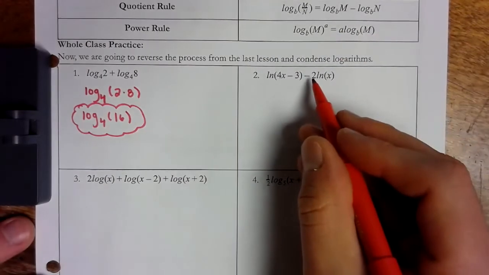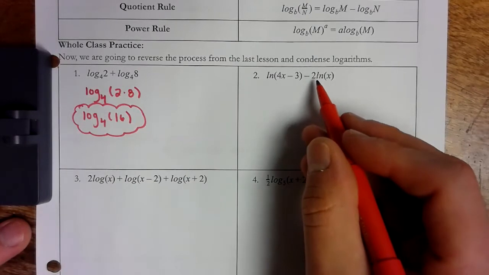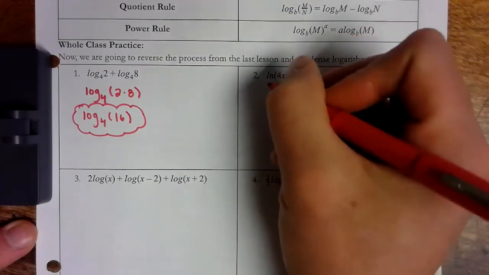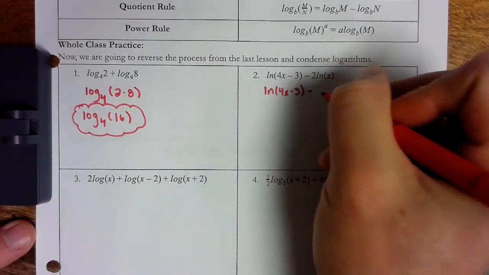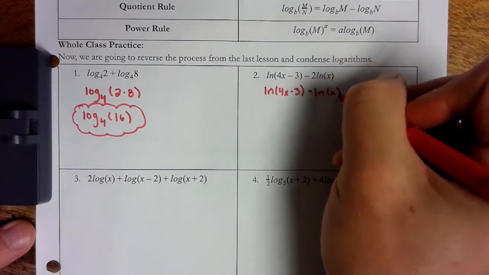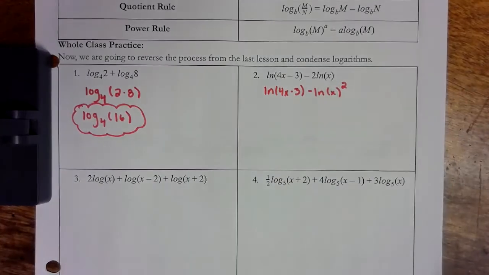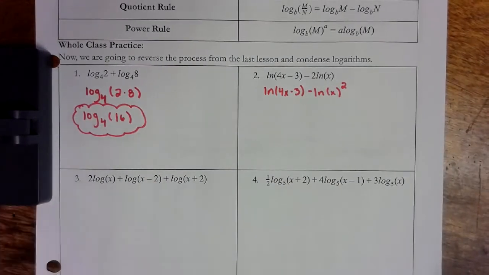Next one, the first thing I see here is this 2 out in front. And so I actually want to bring that to be my exponent first. So it's minus the natural log of x to the power of 2. So it's really an x squared. And since I'm subtracting, we want to divide. Now remember that the order matters here.